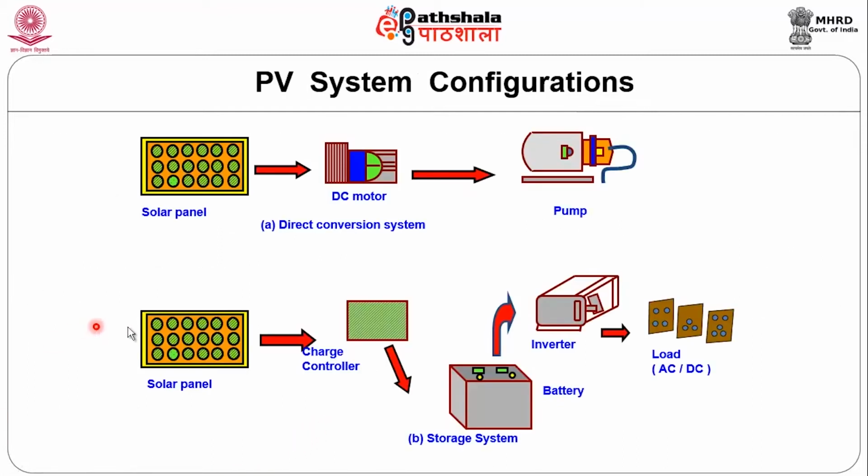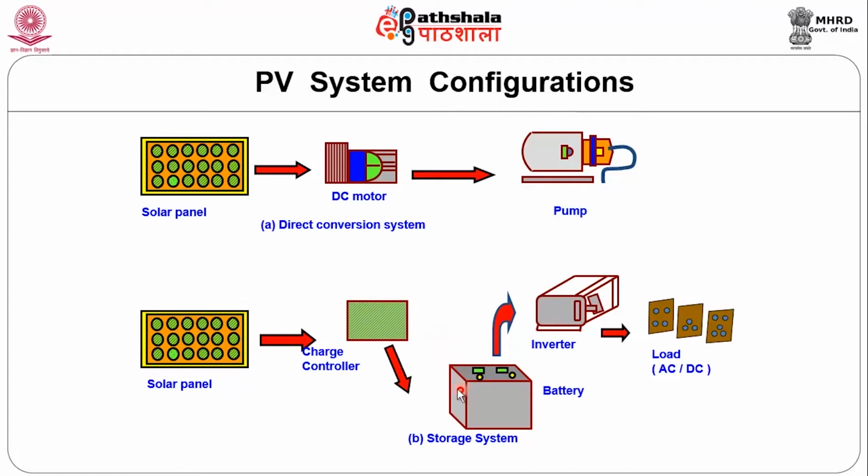This is about the PV system configuration. This is a direct conversion system, and this is the solar PV panel and this is the DC motor. The panel will give a DC supply, the DC motor can be operated, and the pump can be operated from the DC motor. So, here we need not have any inverter, that is direct conversion from solar PV to DC, and we operate the motor and the pump directly. And this is about the storage system with the solar PV panel, and we need to have the charge controller to charge the battery.